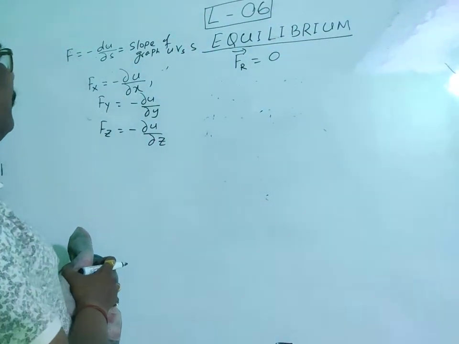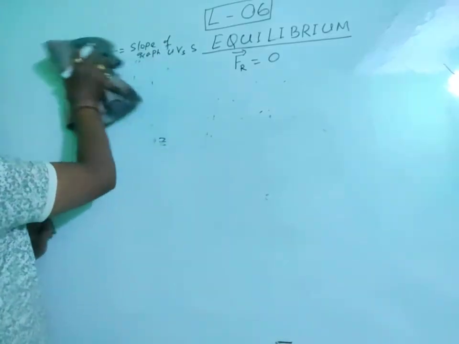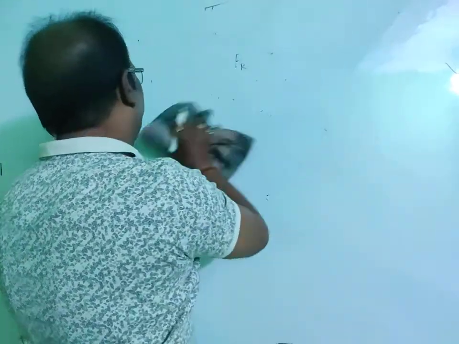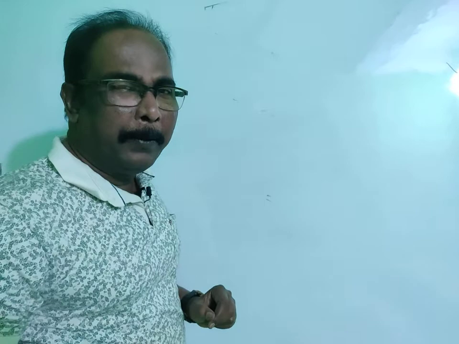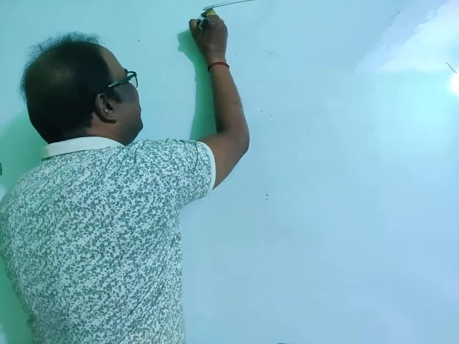Then we will go to different conditions of equilibrium. Now I am erasing it. Types of equilibrium.